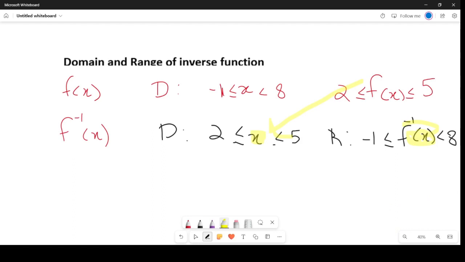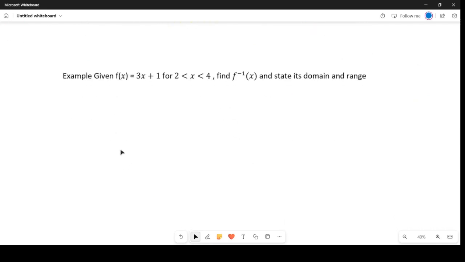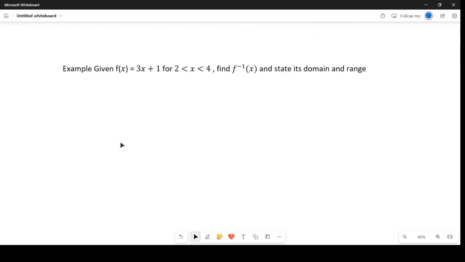Okay, now let's take a look at the example. f(x) is this, and domain of f(x) is between 2 to 4. 2 और 4 included नहीं है क्योंकि उसके साथ equals to sign नहीं है. Find f inverse of x and state its domain and range. So what do we do? Let's start with f inverse of x. Yes, Dua.